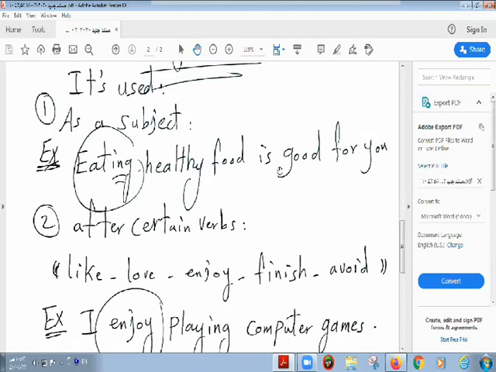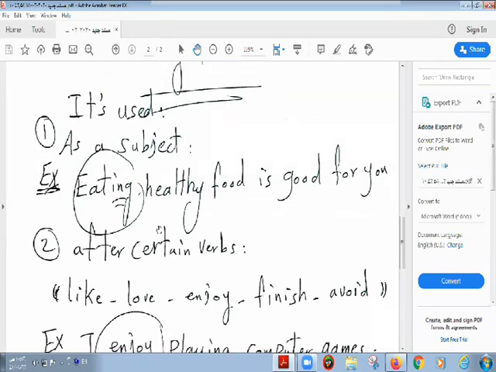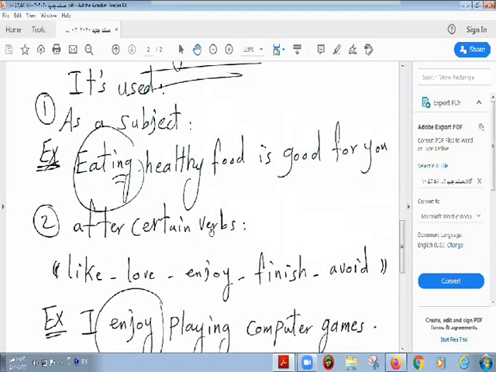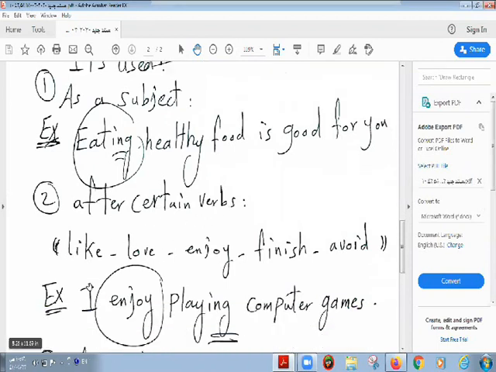Eating healthy food is good for you. Okay? Number two, we can also use the ing form after certain verbs. For example, after the verb like, after love, after enjoy, after finish, or after the verb avoid.